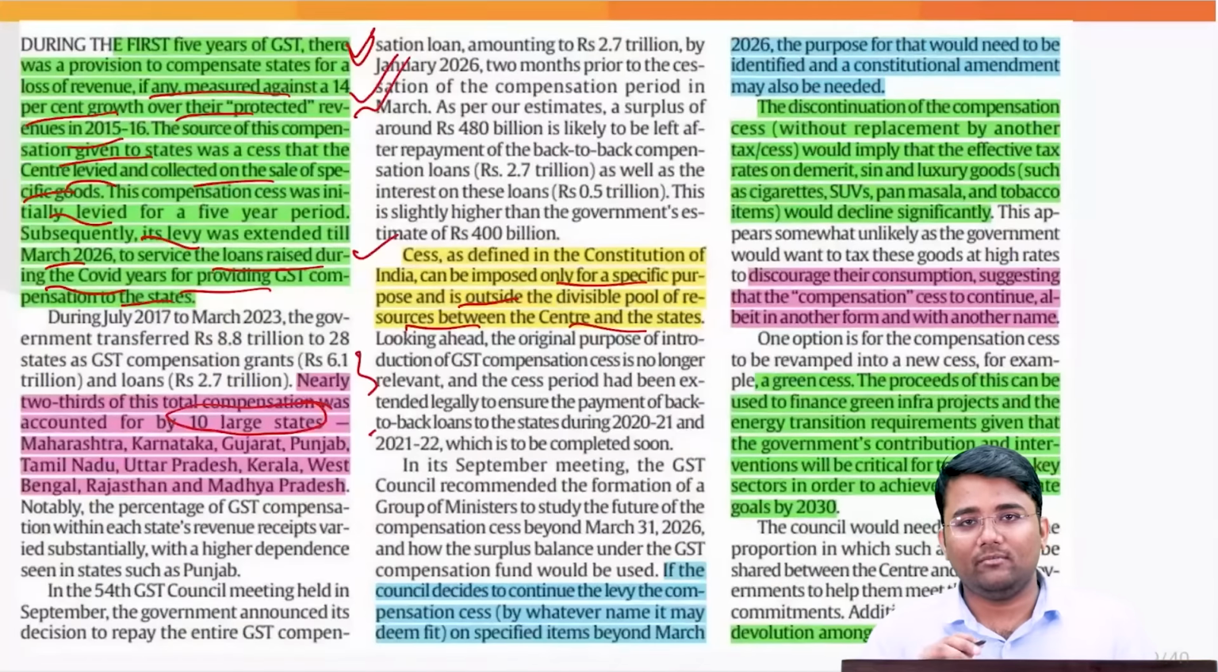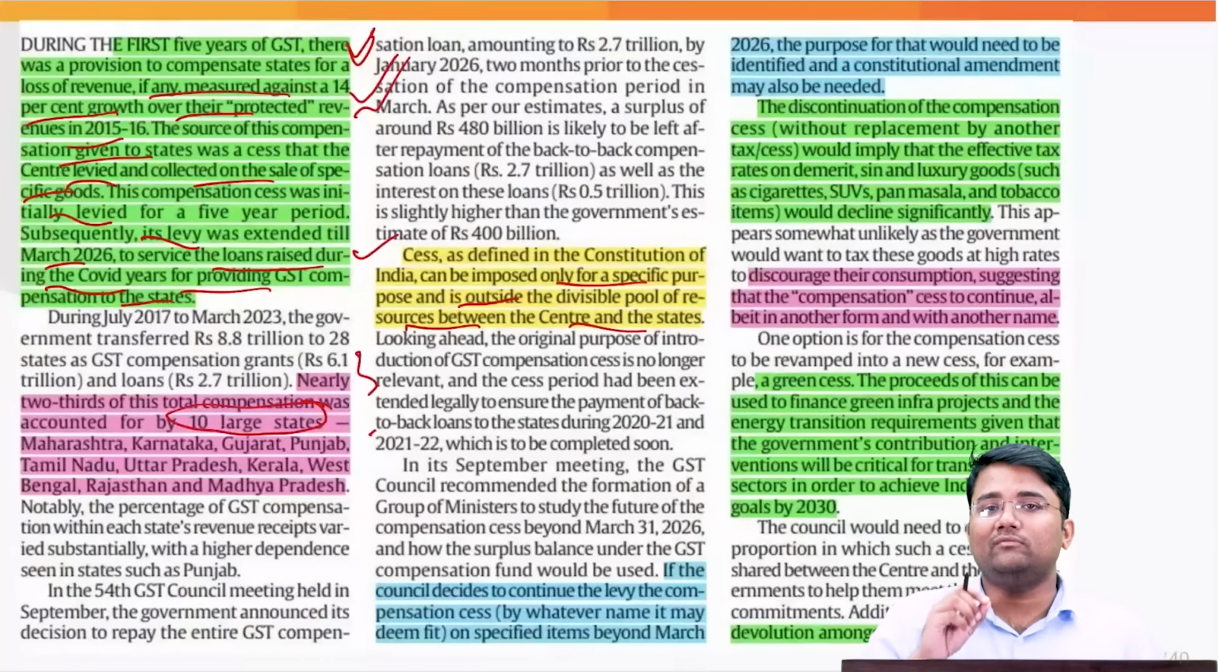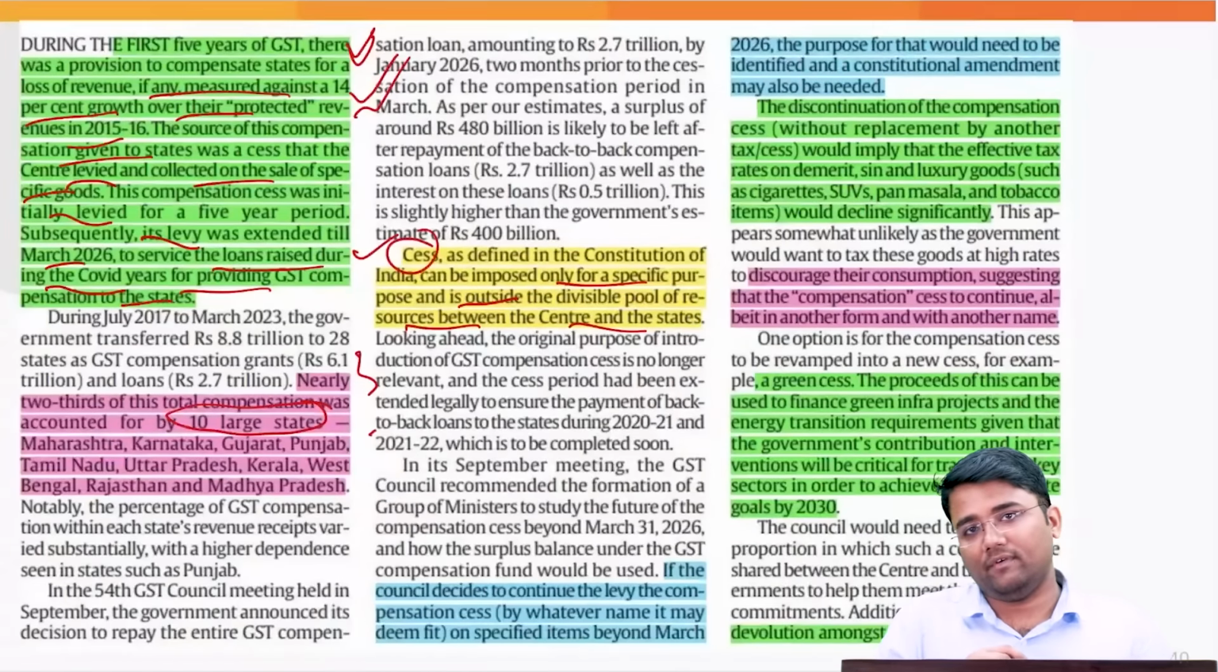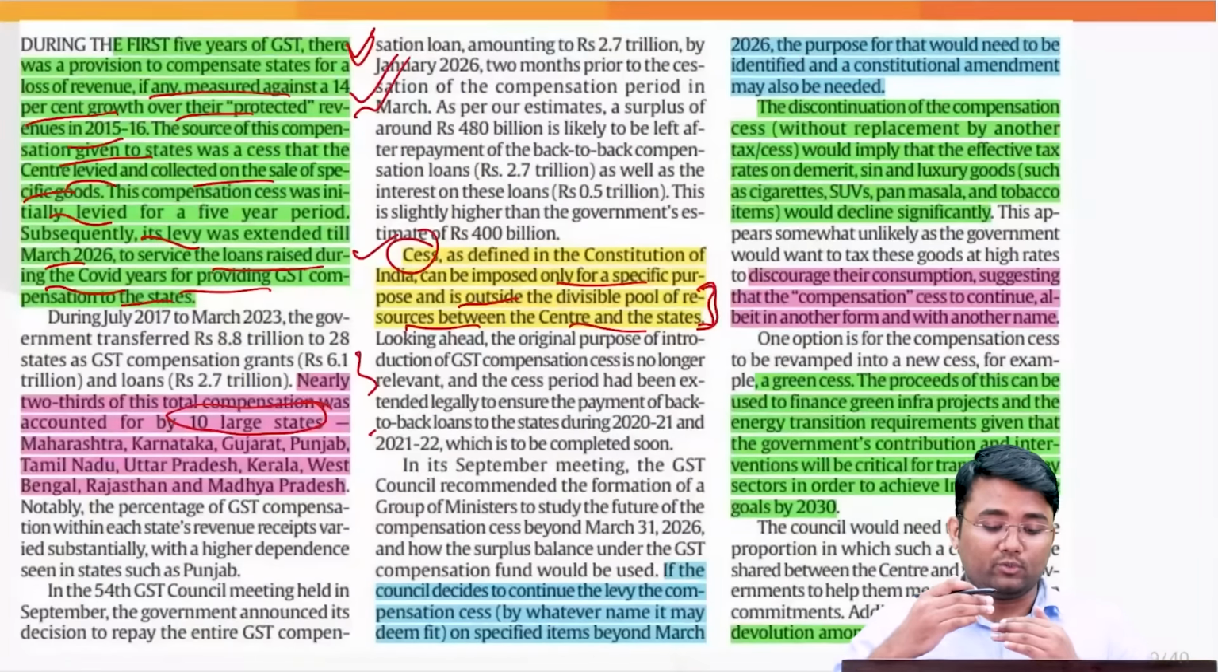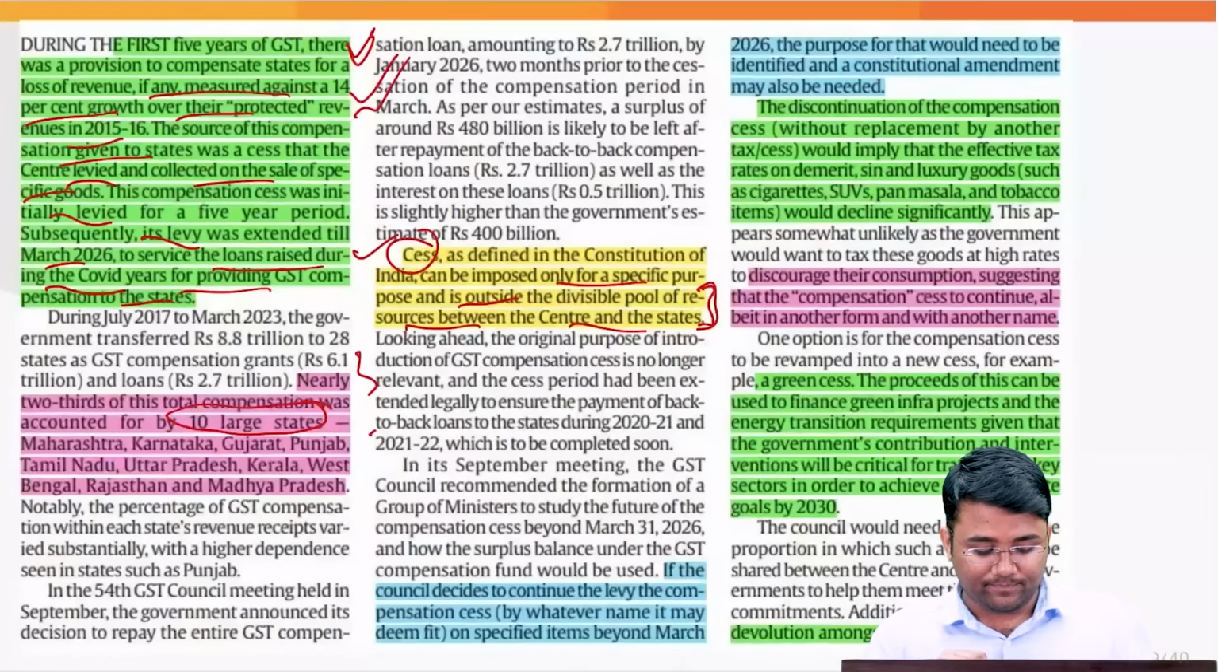Now, two questions you tell me in the comment box. Under which article of the Constitution is the cess defined? Second, which is the authority that decides the divisible pool of resources between the Center and the states?